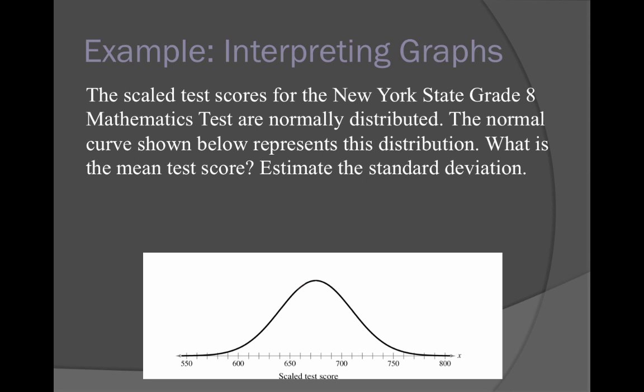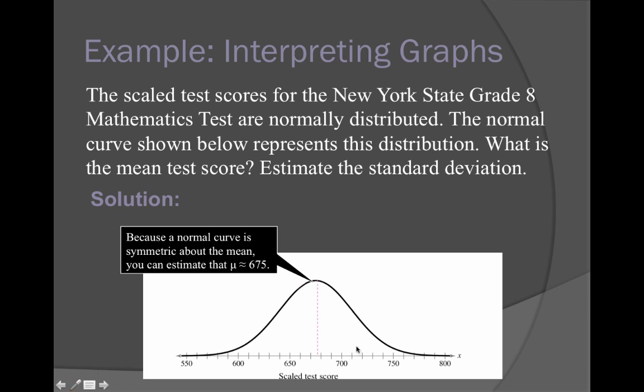Well, for the mean test score, what are we doing? We're looking for the line of symmetry, right? And we can see that the line of symmetry here in the middle is roughly around 675. So we're able to estimate, based on where the line of symmetry would be in the middle of the hump, that mu is about 675.